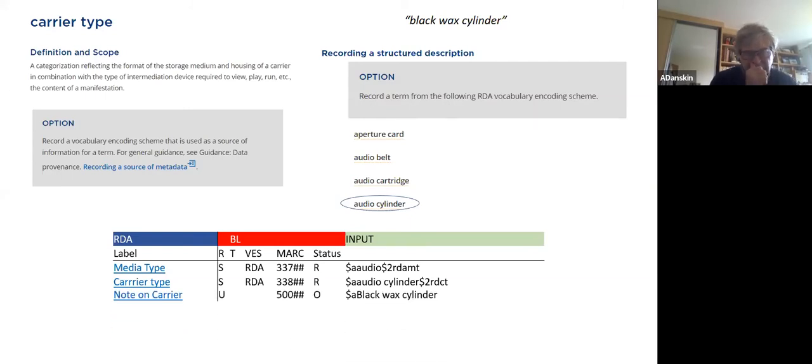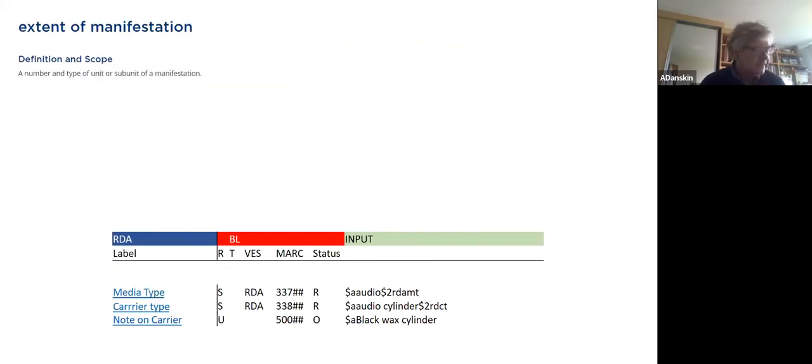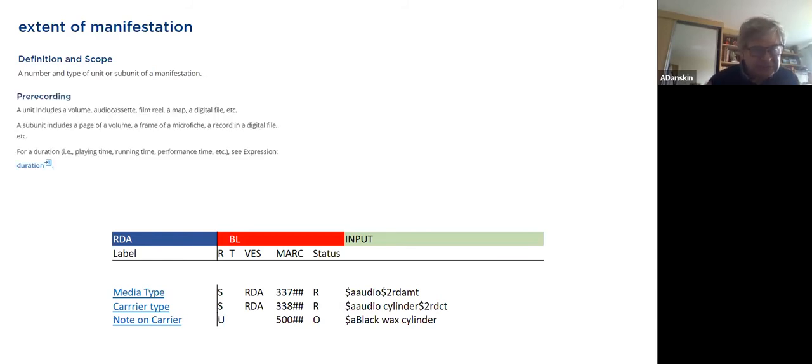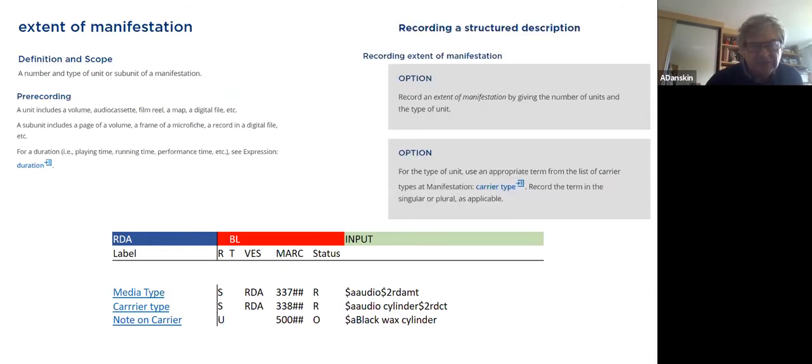And I've added a note on carrier, which is black wax cylinder. And having done that, we've now got some information that we can use for recording the extent of manifestation, because extent of manifestation is recorded using the number of units and the type of unit, and we're going to use the carrier type to tell us what kind of unit it is. So there's the information. We've got one audio cylinder.